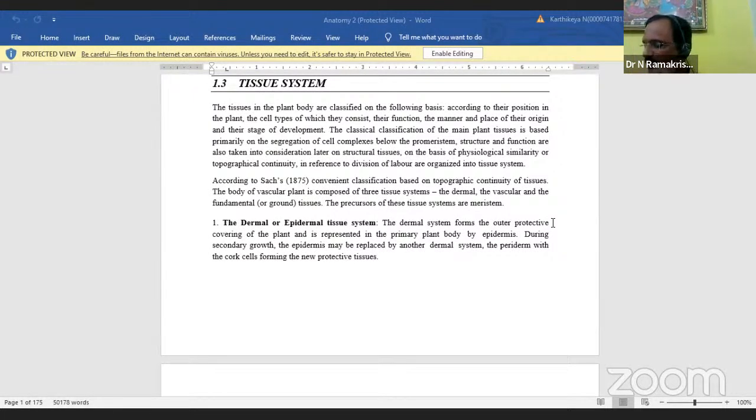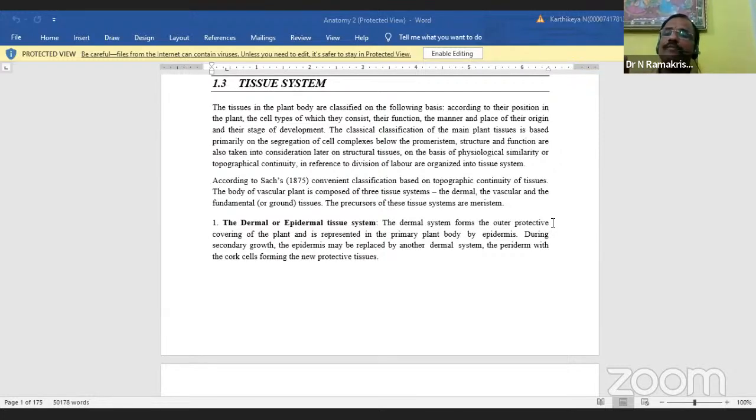The second one is bulliform cells. Many grasses possess groups of large epidermal cells which appear like bubble-like structures. These bubble-like cells are called bulliform cells, or motor cells, and we see them only in grasses. They are thin walled with large vacuoles, and they contain more water, unlike other epidermal cells. So generally the epidermal cells are of two types: normal epidermal cells and bulliform cells.